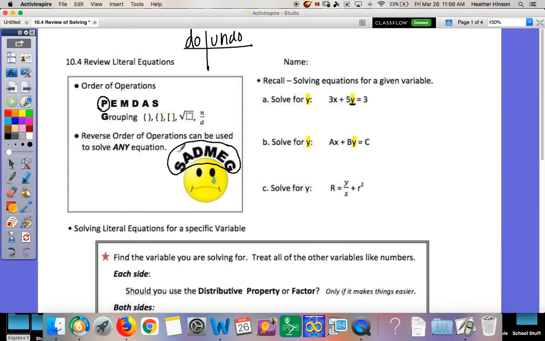So for a little recall, if we want to solve for y, do your order of operations backward. Do you see any subtraction? No. Do you see any addition? Yes, we see that 3x is being added to that 5y. We don't touch our y. This is what we're solving for. So we want to subtract the 3x, get that away from y.